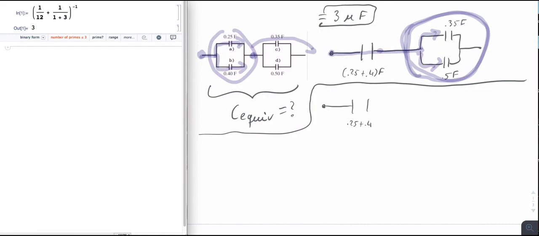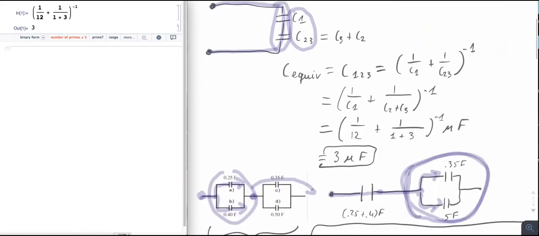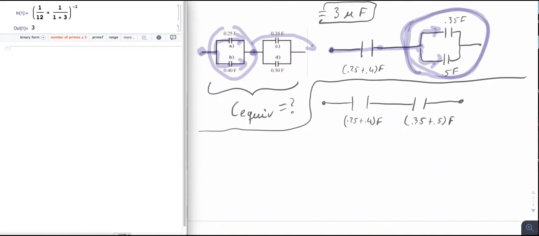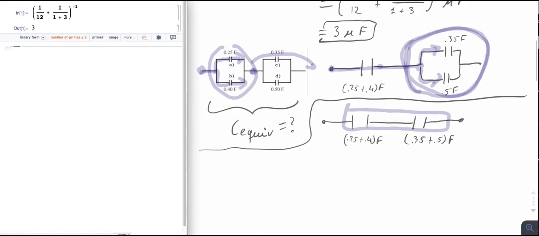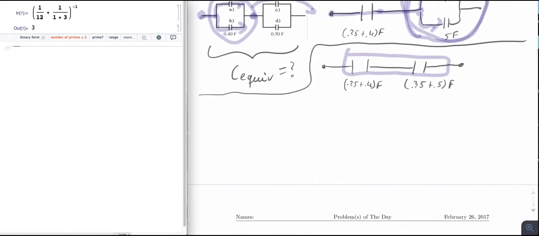So here I have 0.25 plus 0.4, and then I'm going to reduce that to 0.35 plus 0.5, and I just add them straight up. Again, we are in parallel. But now, look here, now we have the last configuration where they are in series, and when they are in series, we have to use the reciprocal law of adding them together.